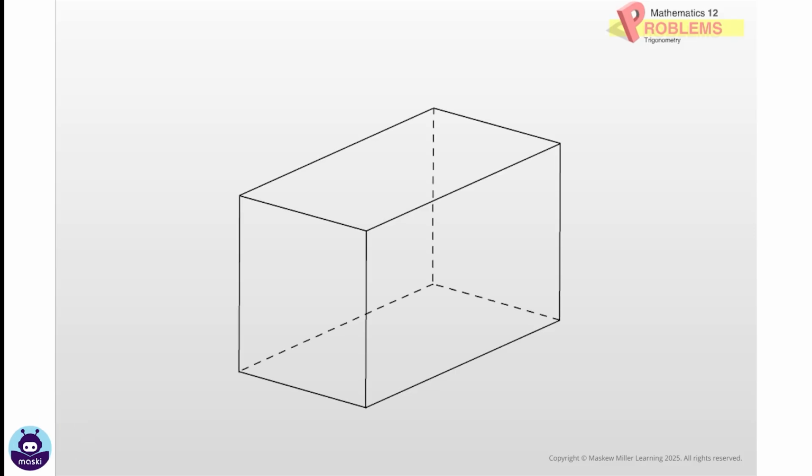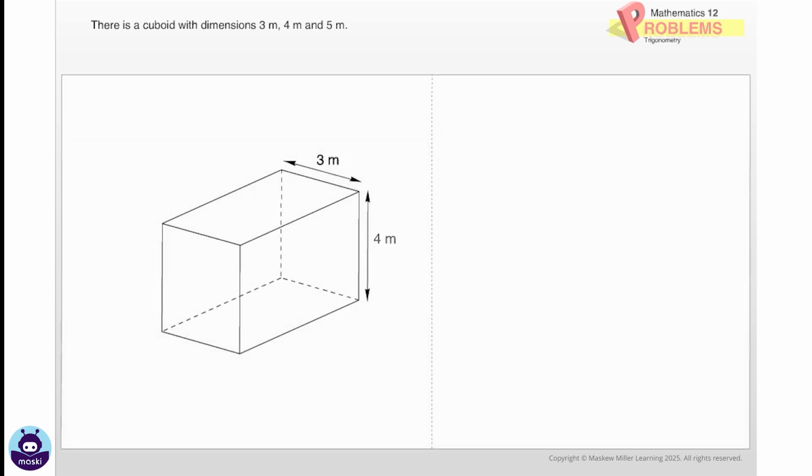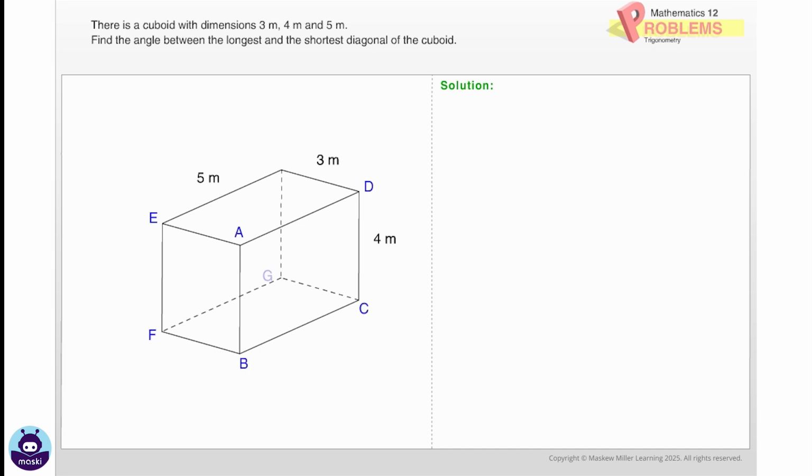Diagonals of a cuboid. There is a cuboid with dimensions 3 meters, 4 meters, and 5 meters. Find the angle between the longest and the shortest diagonal of the cuboid.